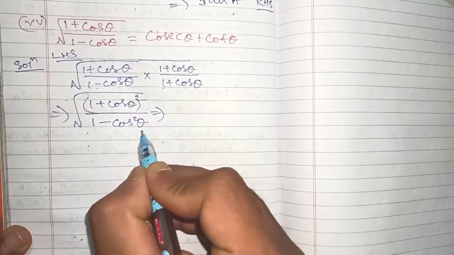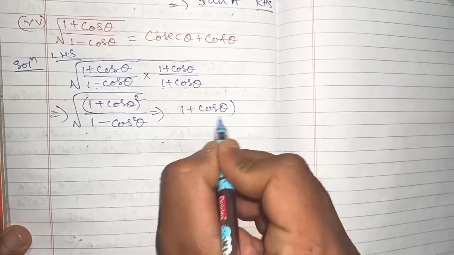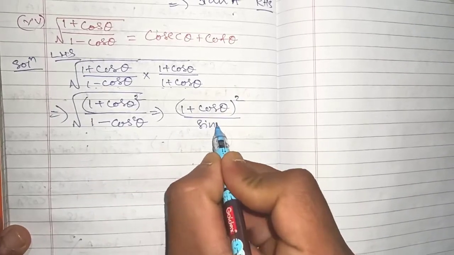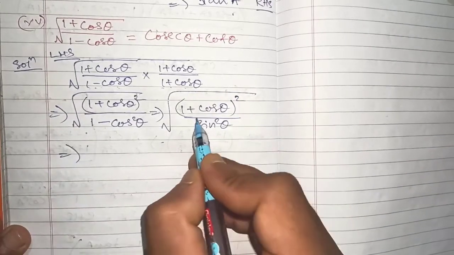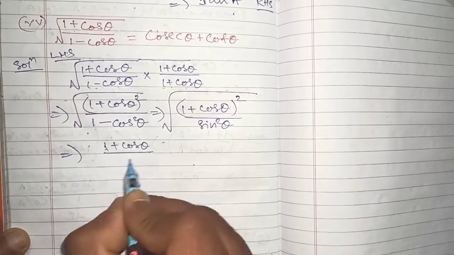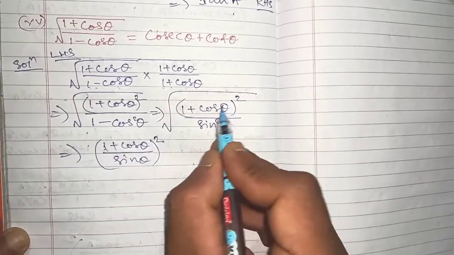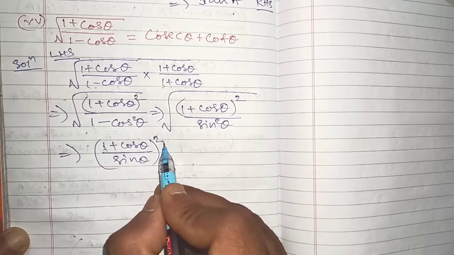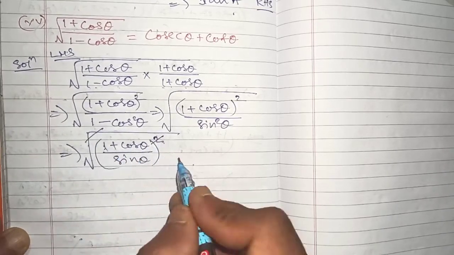Now we will use a formula here. 1 plus cos theta whole square by 1 minus cos square theta, which is sin square theta, under the square root. This square we will give to both the terms. 1 plus cos theta by sin theta, total square we will give, because this is also inside the square and this also has the square power. So we will give the square to both terms and the root over. Why? Because to cancel these two terms.